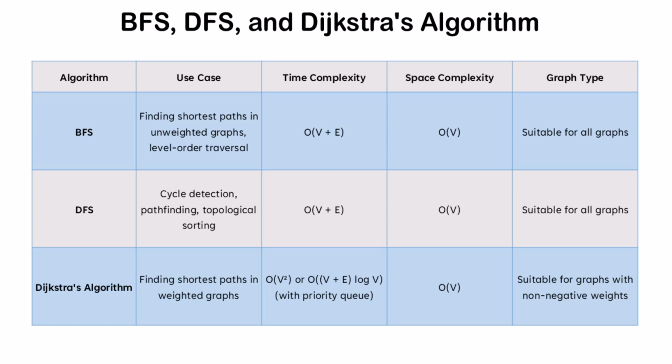These graph algorithms have a wide range of real-world applications. BFS is used for finding the shortest path in social networks, DFS for topological sorting in dependency graphs, and Dijkstra's algorithm for navigation systems like GPS, where it finds the shortest route between locations.